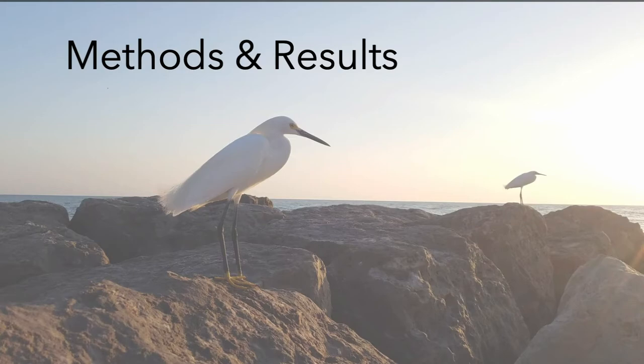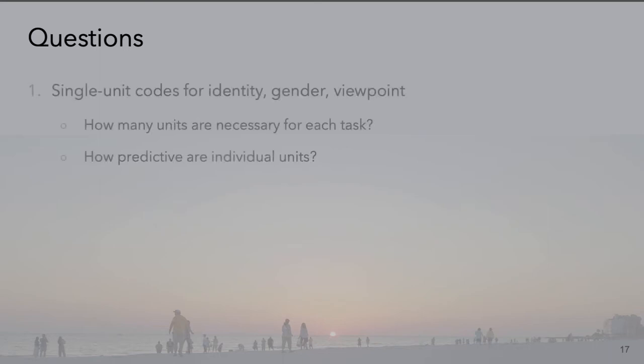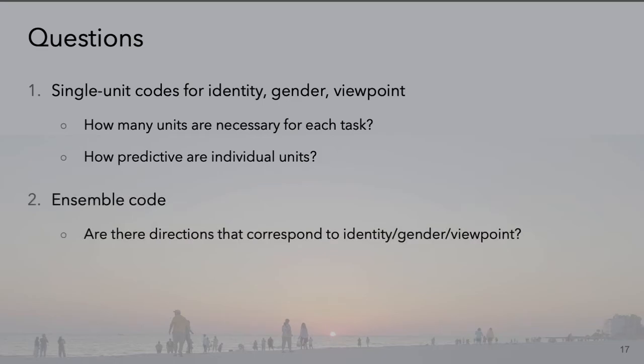So now we move into the methods and results. Here, we address the following specific questions. For single units from the DCNN, how many units are necessary for face identification, gender classification, or viewpoint prediction? Further, how predictive are the individual units? For the ensemble code, are there directions that correspond to identity, gender, or viewpoint? And then finally, we ask how the single unit and ensemble codes relate to each other.